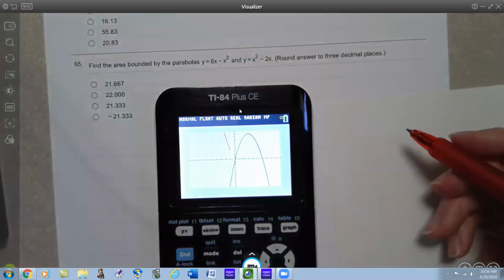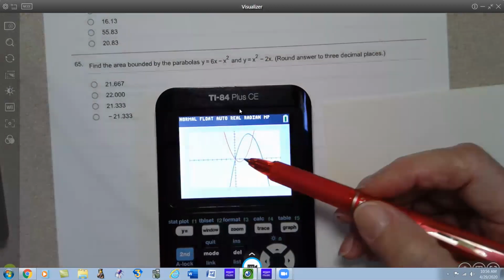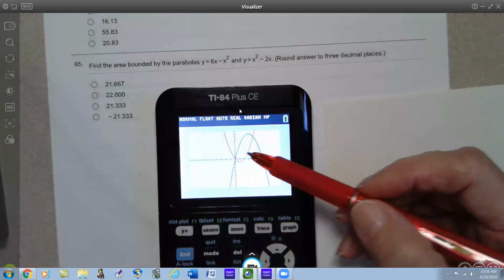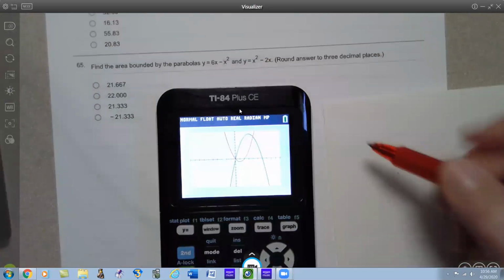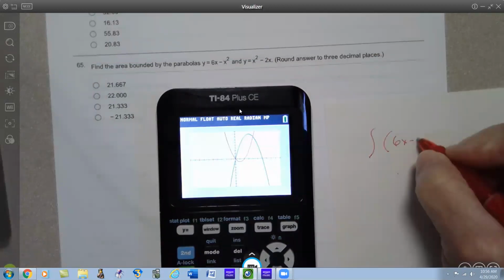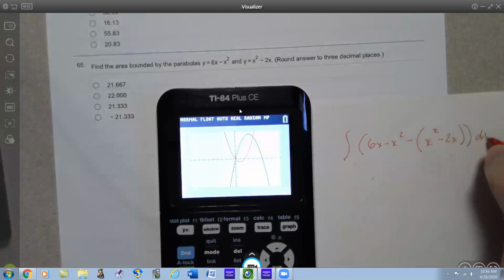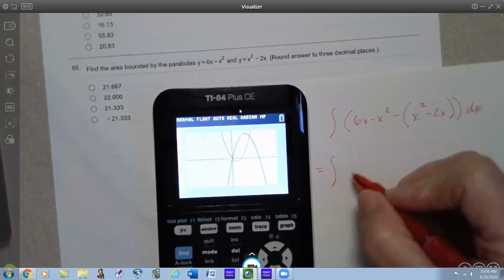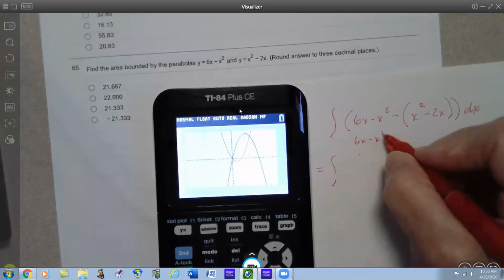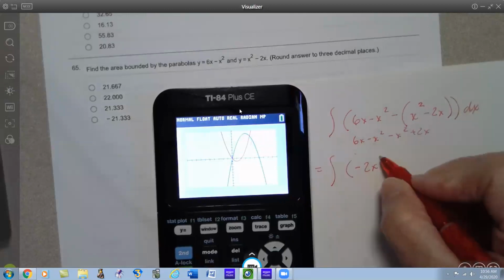Okay, where there is an enclosed region is right in here. So my top curve is the one that's concave down. Subtract bottom curve. So it's 6x minus x squared plus 2x. So I get a negative 2x squared plus 8x dx. So I've got that part ready.